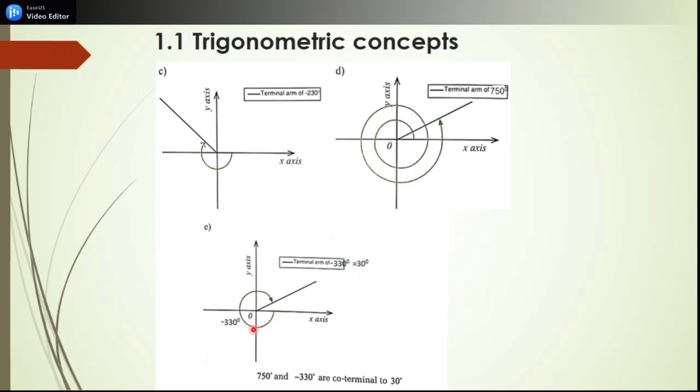Here we have negative 90, negative 180, then negative 270, then from 270 to this point is 330 degrees. It is in the same position with respect to 30 degrees. As a conclusion, 750 degrees and negative 330 degrees are coterminal with respect to 30 degrees.